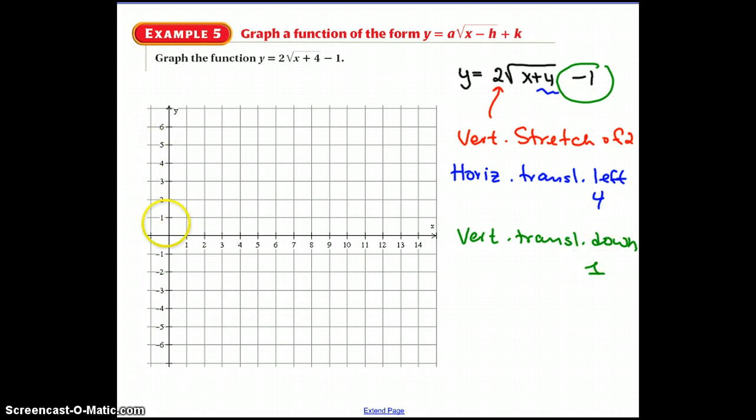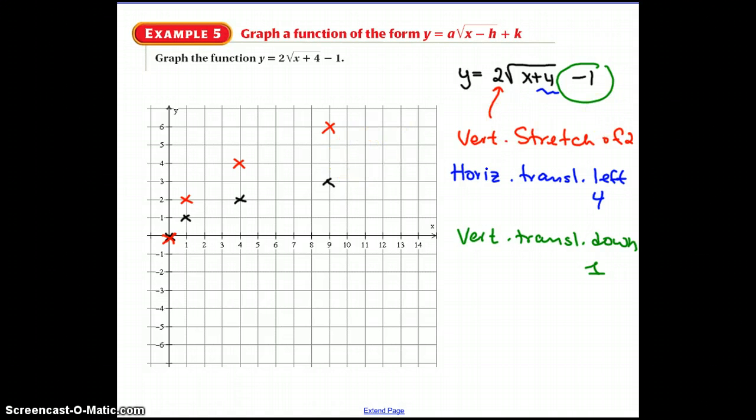Okay, so when something like this happens, it's usually good to graph it in chunks. So first, I'm going to plot the dots for the parent graph, which is going to be this. Then I'm going to worry about my vertical stretch. So I'll do it in red. And I'm going to use crosses again because it's not a final graph. I'm just using it as an in-between point. So everything is going to be twice as far. So this one was 1 unit away, now it's 2 units away. This point was 2 units away, now it's 4 units away. This point was 3 units away, now it's 6 units away.